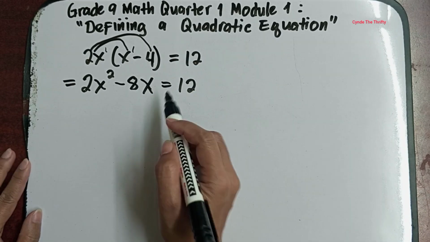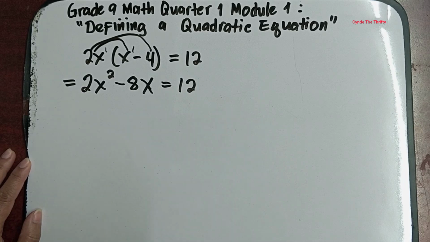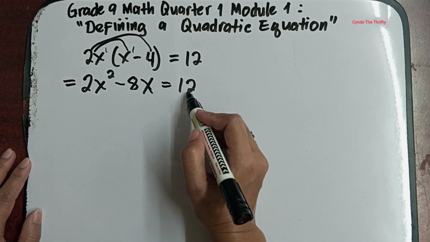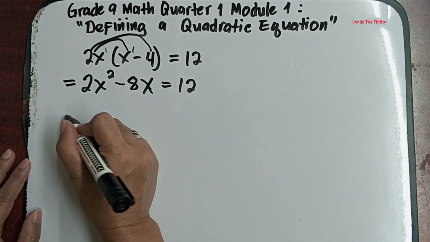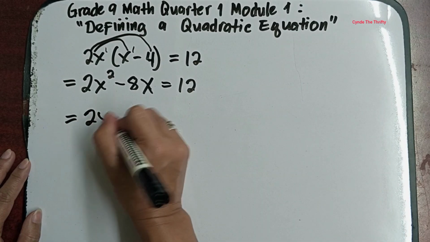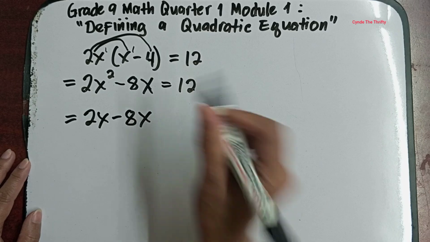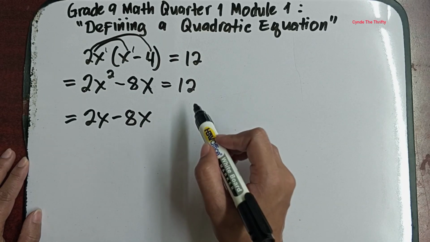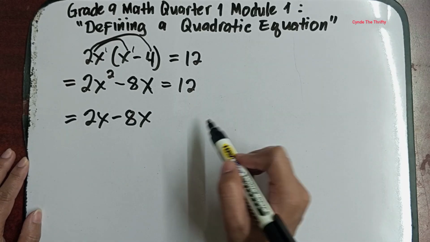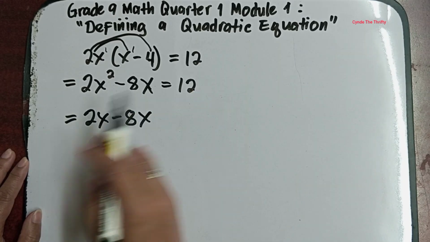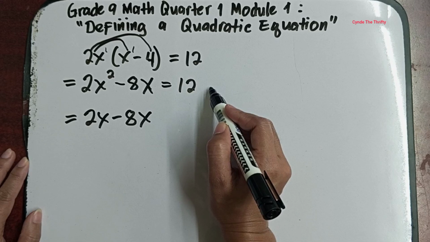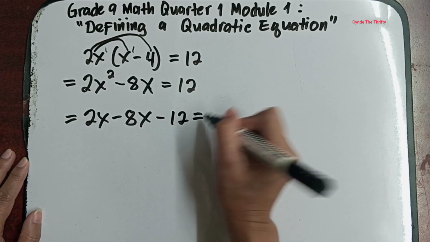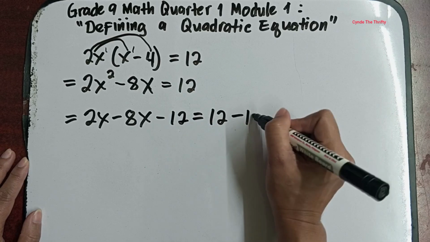Okay. So, gagawin na natin siyang standard form. So, ang gagawin natin, i-equate natin siya into 0. Dahil 12 ito, so i-equate natin into 0. So, 2x squared minus 8x. Ang gagawin natin para ma-equate natin siya into 0, gagamitin natin ang subtraction property of equality. Okay? So, gagawin natin siya both sides. So, mag-subtract tayo ng 12 dito, mag-subtract din tayo ng 12 sa left side. So, minus 12 is equal to 12 minus 12.